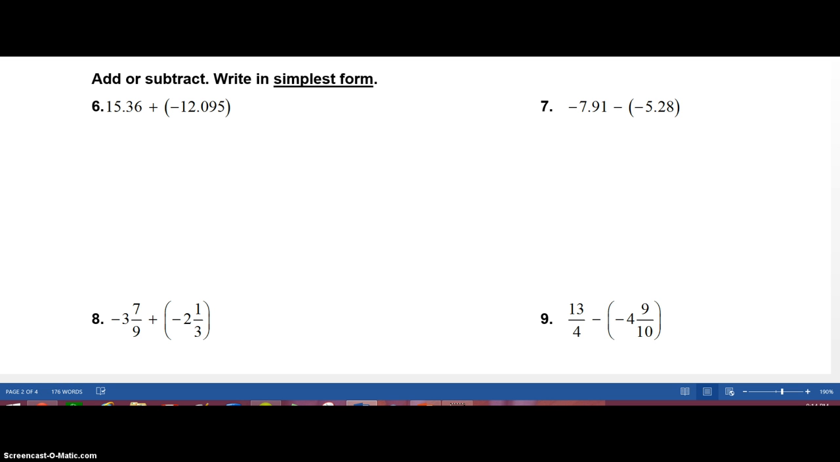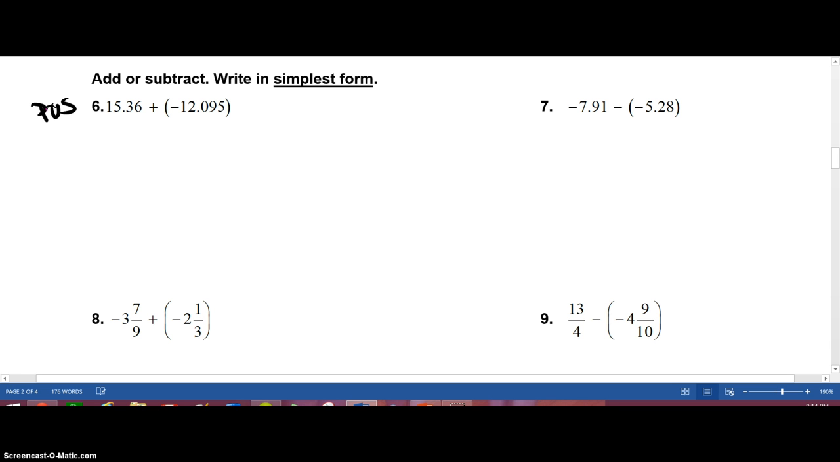So I'm looking at number 6, 15.36 plus a negative 12.095. So I'm going to look here and decide whether my answer is going to be positive or negative. Do I have more positives? Do I have more negatives? I end up having more positives. So I'm going to write POS to the side to remember that is positive.